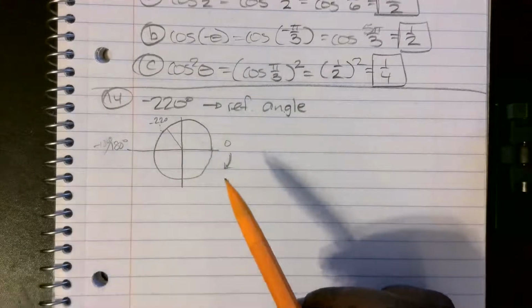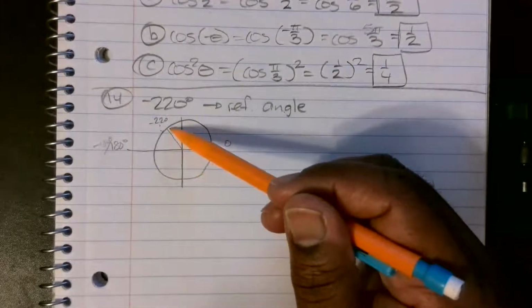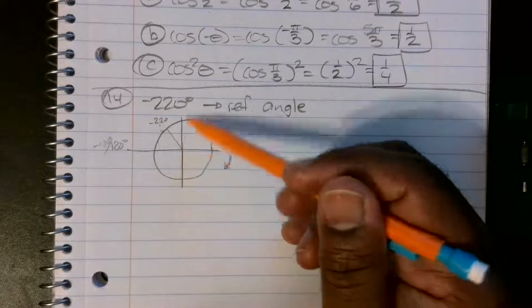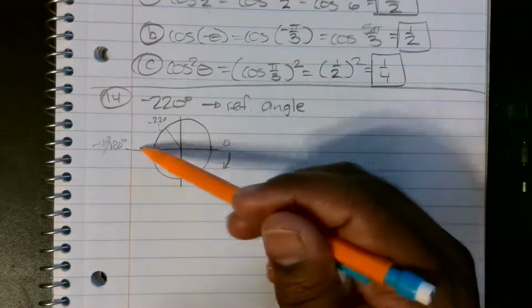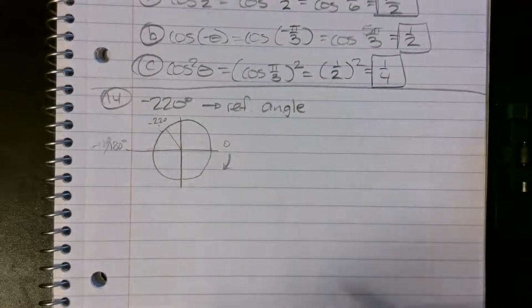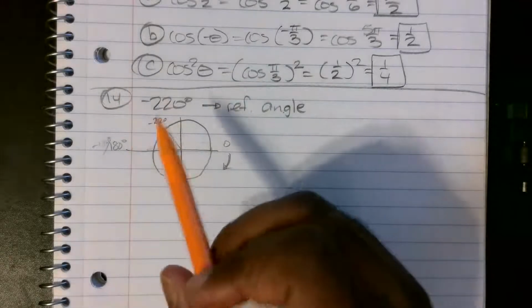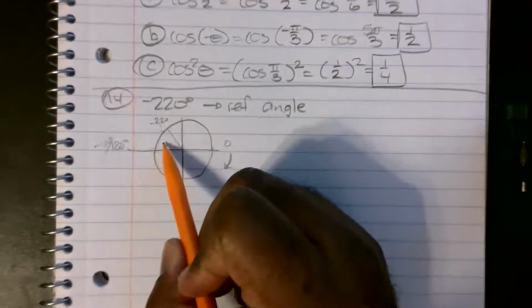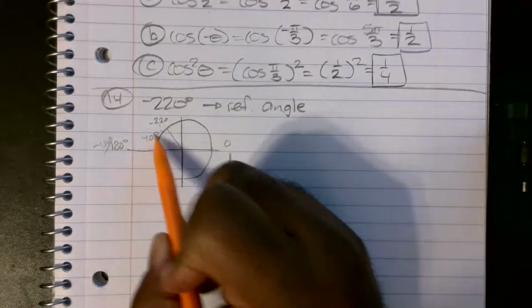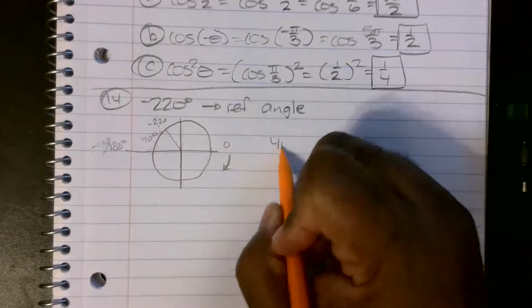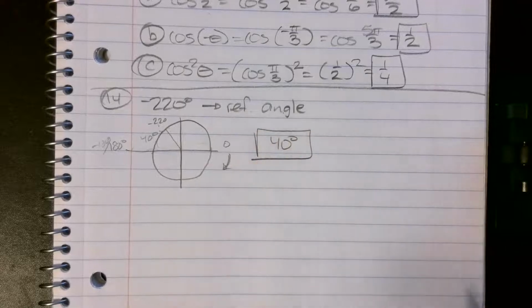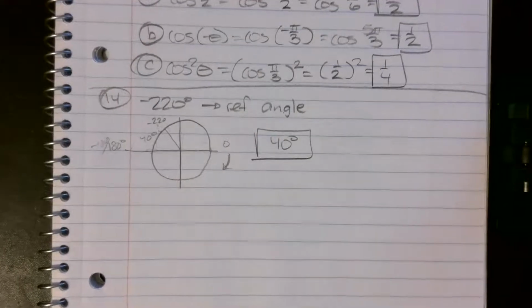The question is, the reference angle is how far it is to the nearest x-axis, not y-axis, x-axis. To go from 180 to 220 is how many degrees? From here to here is 40 degrees. That's the reference angle. The reference angle is always positive. It's always acute.